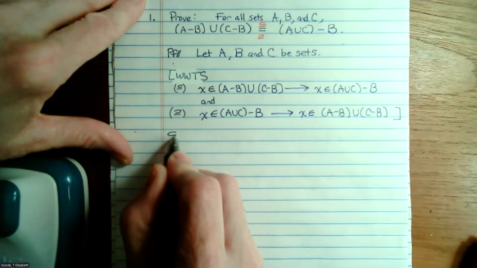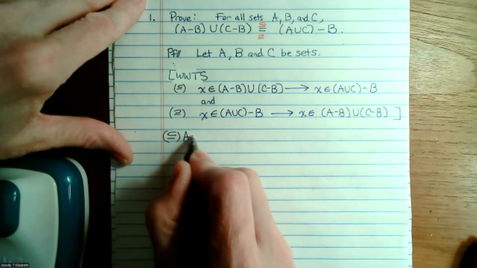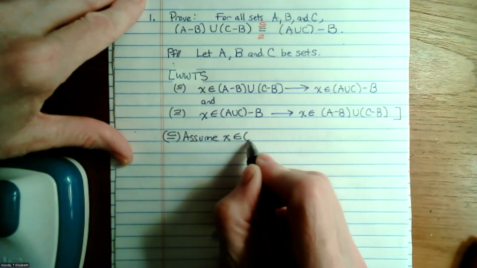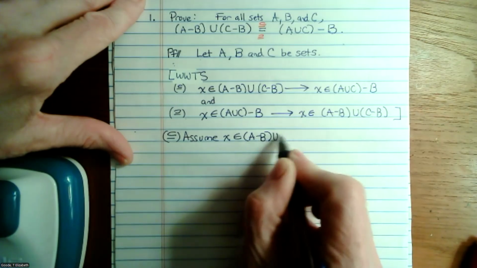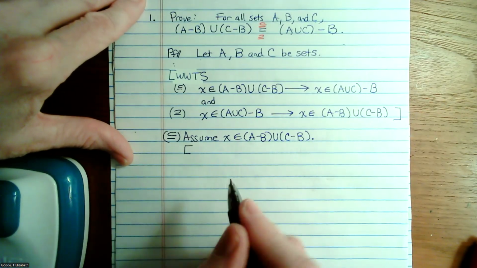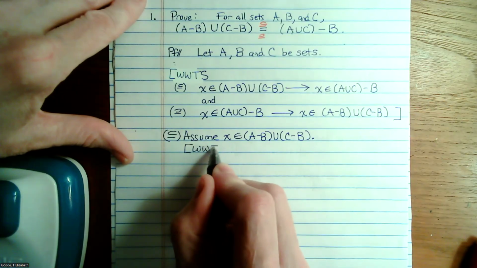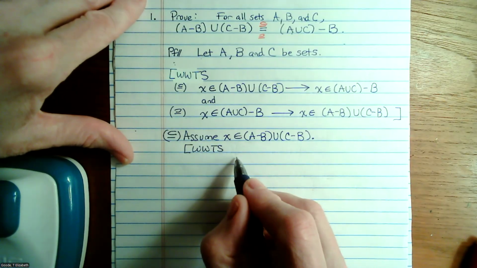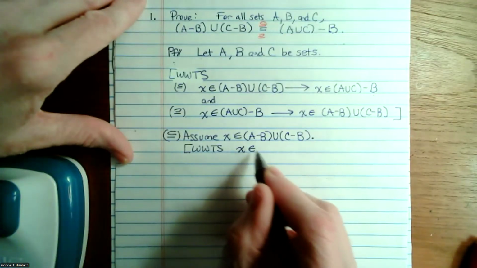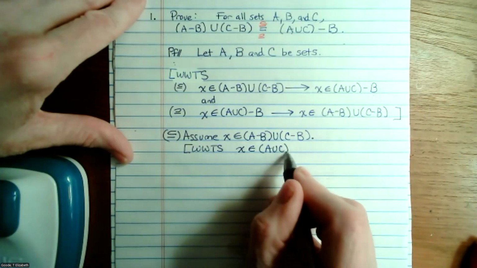Yes. So we start by assuming that X is an element in A minus B union C minus B. Nice job with the reading of the sets. And we could go ahead and write what we actually wish to do, is prove that X is an element in A union C minus B.